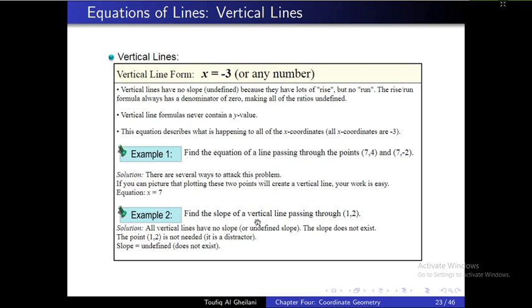Find the slope of a vertical line passing through the point 1, 2. All vertical lines have no slope, or undefined slope. The slope doesn't exist. So the point 1, 2 is not needed. So the slope is undefined. It doesn't exist.